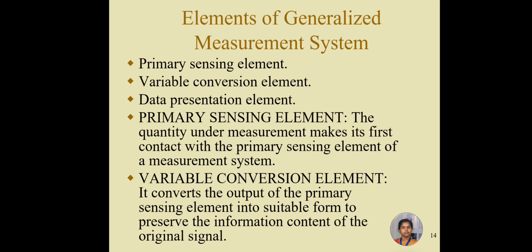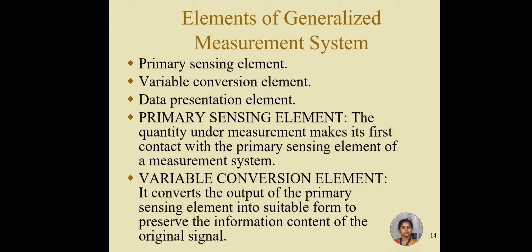Elements of a generalized measurement system: the functional elements of the system include the primary sensing element, variable conversion element and data presentation element. The first one is the primary sensing element. The quantity under measurement makes its first contact with the primary sensing element of a measurement system. Next is the variable conversion element. It converts the output of the primary sensing element into a suitable form to preserve the information content of the original signal.